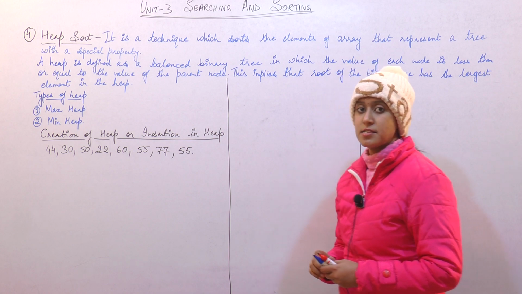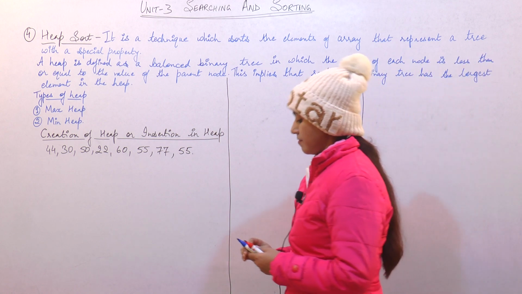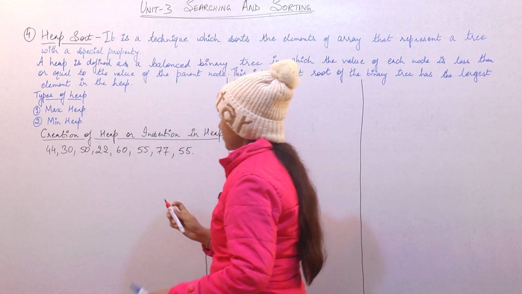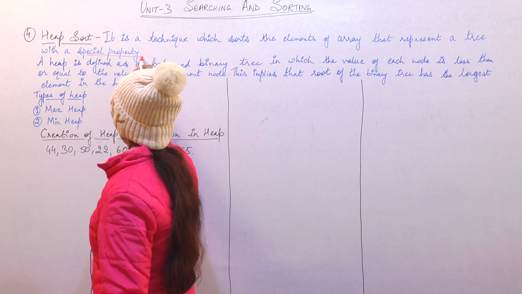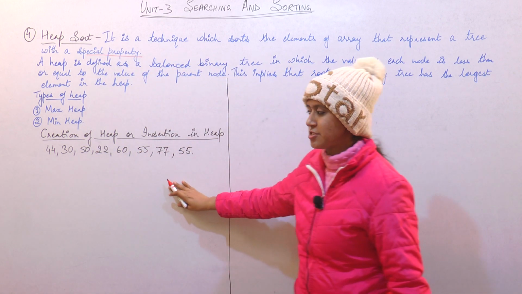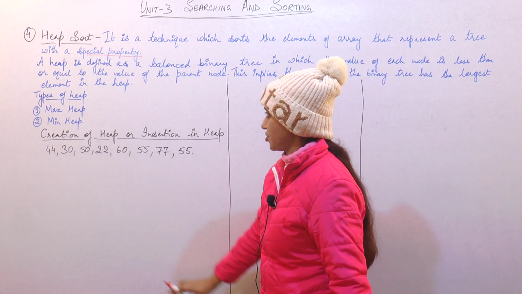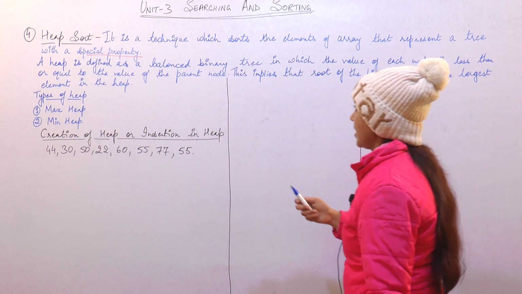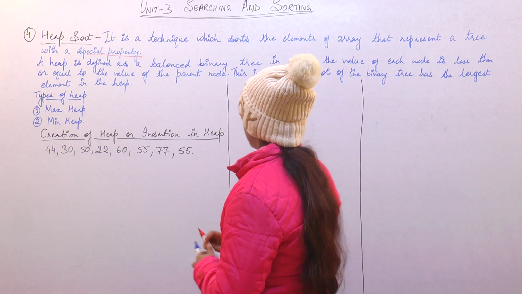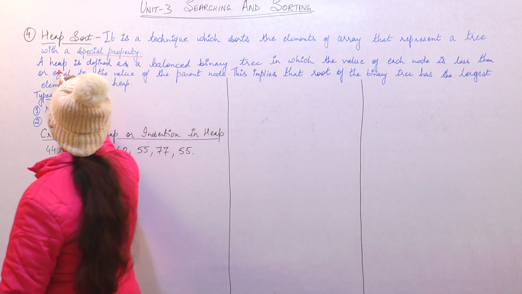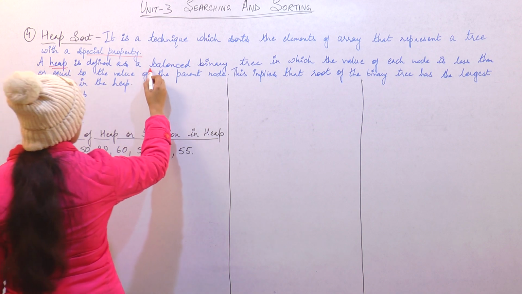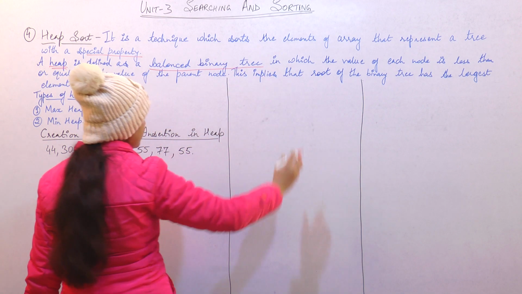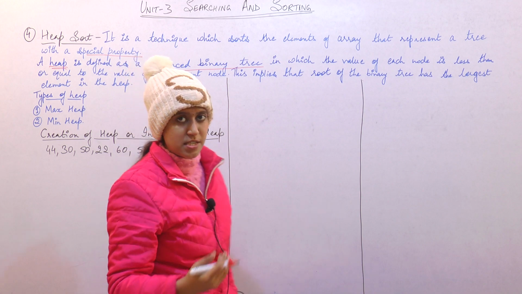We will study this special property and apply it while solving this question. Now a heap is defined as a balanced binary tree. That means a heap is a balanced binary tree. We will create a balanced binary tree.